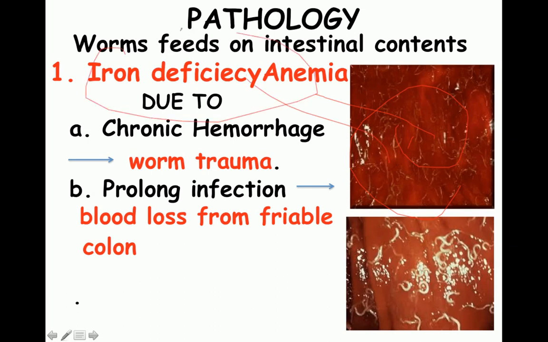So iron deficiency anemia is very, very important here. It's a very important pathology which is produced by this pathogen, and all of you should be familiar with the two parasites which lead to iron deficiency anemia.